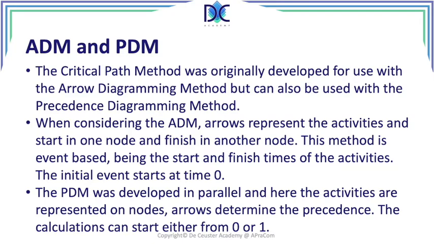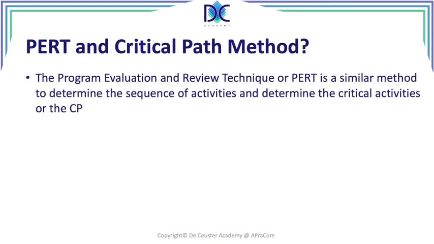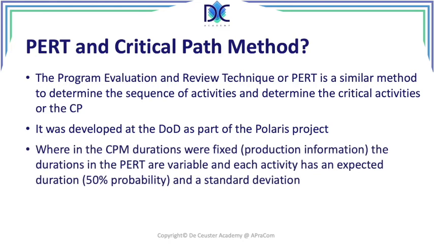There is also the PERT method, the program evaluation and review technique, which is a similar method to determine the sequence of activities and the critical activities or the critical path. Now, it was developed by the Department of Defense in the United States as part of the Polaris project, and when we looked at this critical path method, we looked at typically the durations that were fixed because we were talking about production information. The durations in the PERT method are variable, and each activity has an average duration or expected duration with 50% probability and a standard deviation.